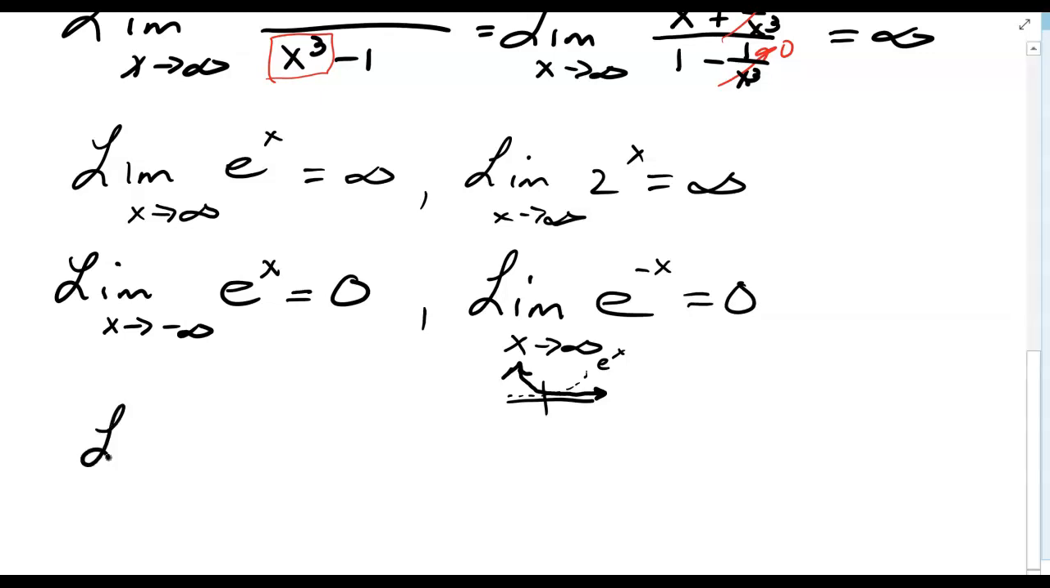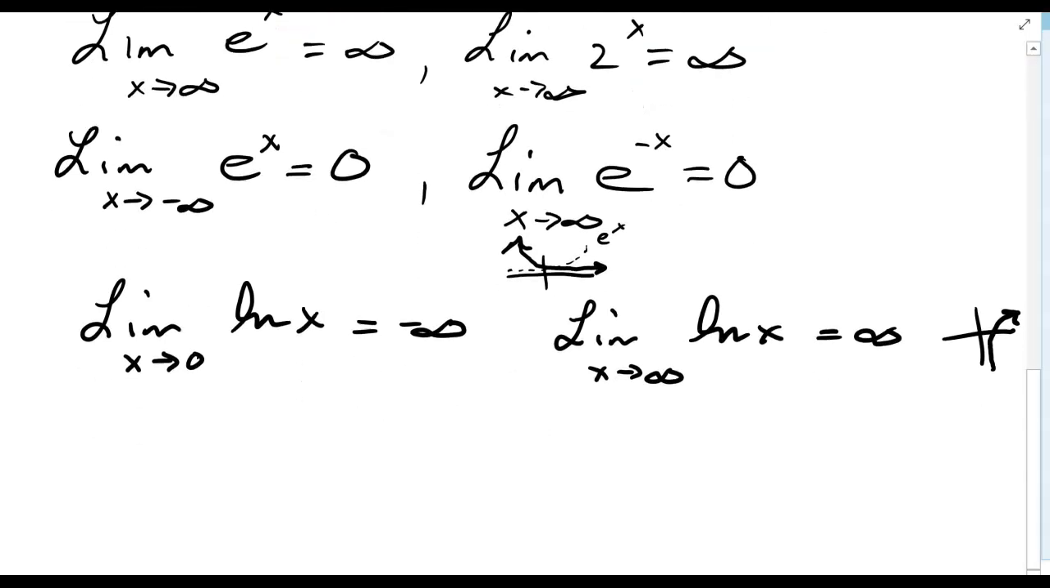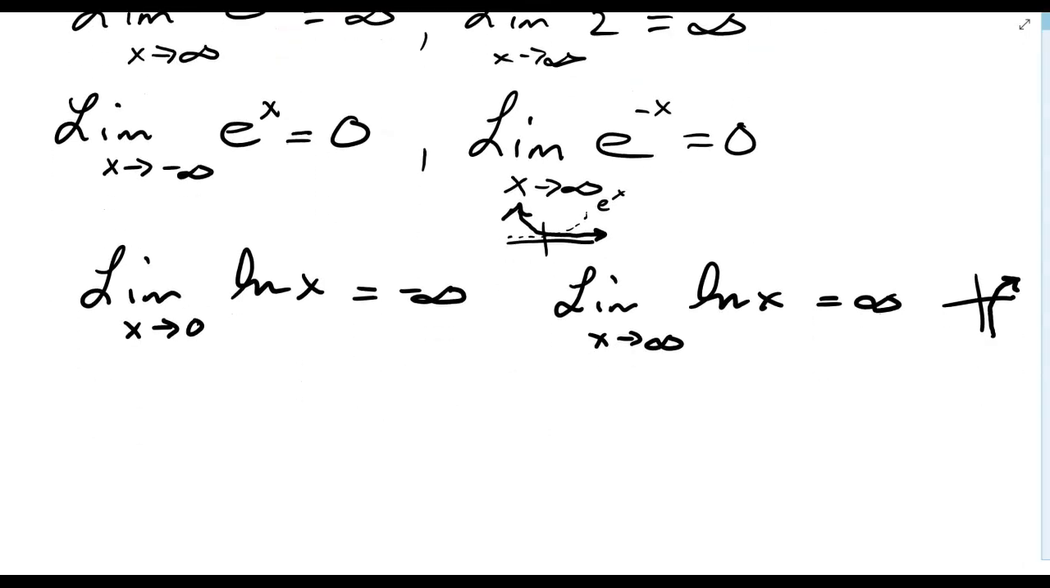Know your ln graph. Let's take x to 0 of ln x. That's going to go to negative infinity. And then the limit as x goes to infinity of ln x goes off to infinity because your ln x graph goes like that. So make sure you understand various limits as they go to infinity, especially not so much the 0, but the infinity.